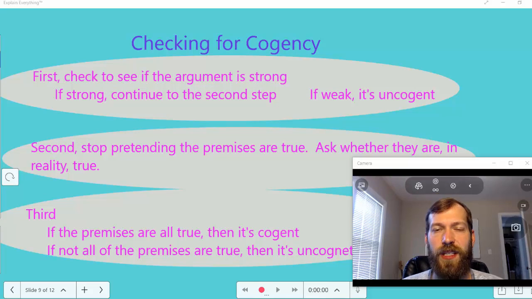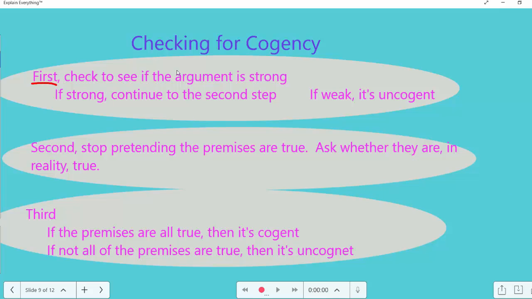So based on the definition of cogency, there are 3 steps that we need to take in order to determine whether an argument is cogent or uncogent. The first step is actually composed of a bunch of smaller steps itself. We need to determine whether the argument is a strong argument or a weak argument. And if we determine that it's a weak argument, then we get to stop because we already know that it's uncogent. It doesn't have the truth-preserving characteristic of a good argument, so it's automatically an uncogent argument.